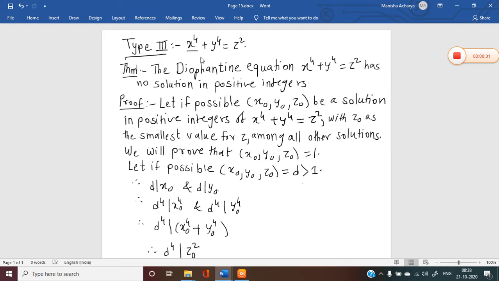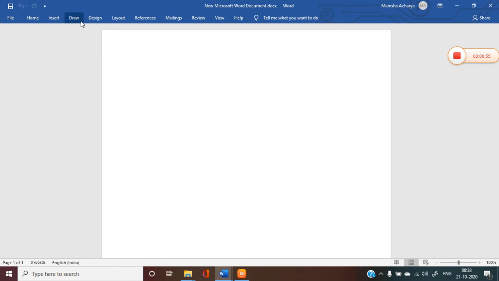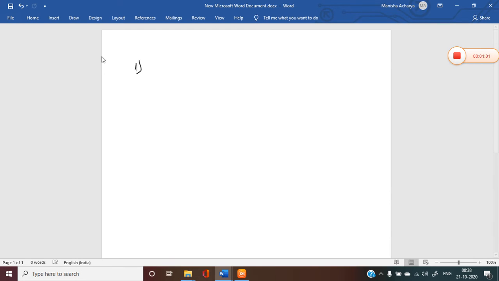So we cannot find a solution of this type of equation in positive integers. But though its solution does not exist, the concept itself is very important and very useful for proving many other results. Before I start with this proof, I just want to recall two things. One is, all of you know that the square of an integer is either congruent to 0 or 1 modulo 4. That means the square of an integer is never congruent to 2 or 3 modulo 4.